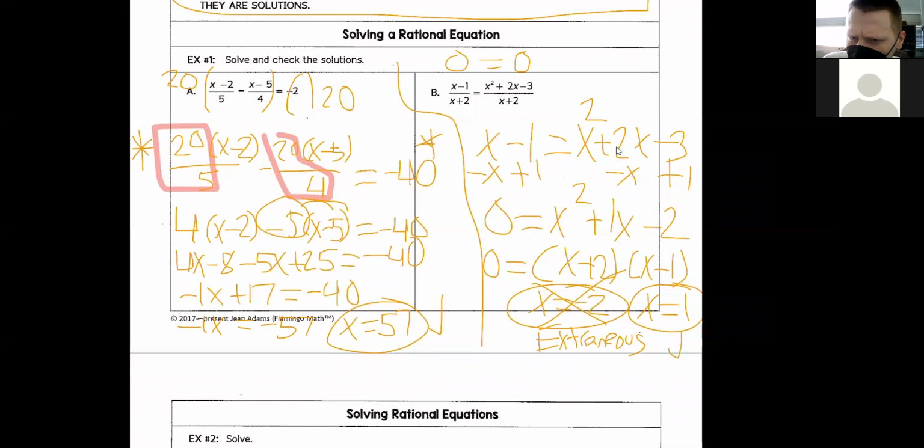But if you do plug in 1, you're going to see you get 0 on the numerator for both of these. So you get the same result. And you don't get a 0 in the bottom of your fraction. So there's not any issues. So 1 would be the only solution.